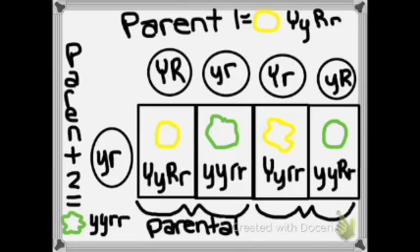The yellow wrinkled and green round seed-bearing offspring would be what we're concerned with, the recombinant offspring, because they show combinations of traits that differ from either of the parents. Recombinant offspring result from crossing over during prophase 1. Using this information, you are ready to learn all about mapping genetic loci on a chromosome.